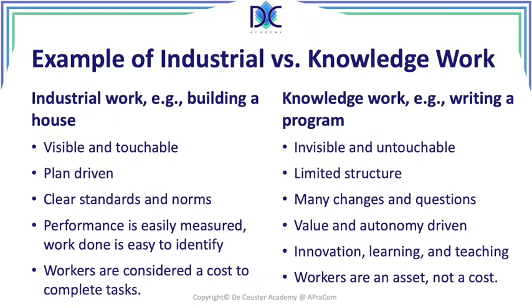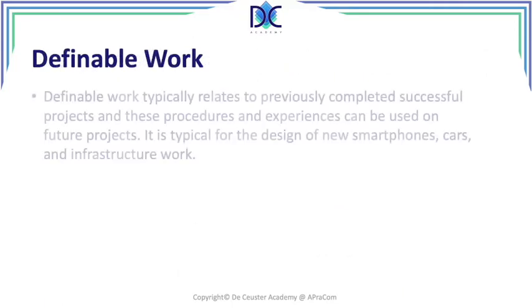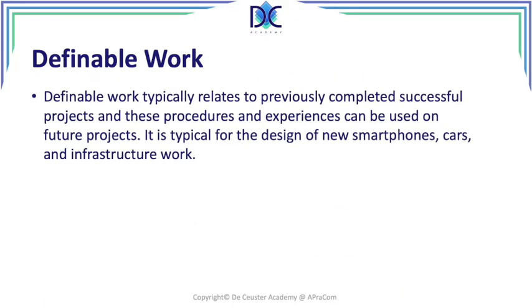We look at the people. They deliver the value. We don't look at them as cost elements, but as the people creating the value. So they're basically assets and not costs. Let's have a look more at definable work. Definable work typically refers to things that we have done before. So we've been doing those buildings. We know what to do. We have elements, experiences, lessons learned about the things that we did before. And what we did before, we can use in future projects.